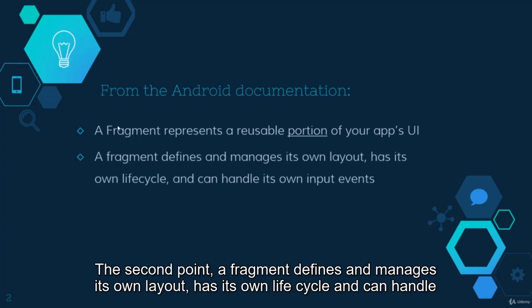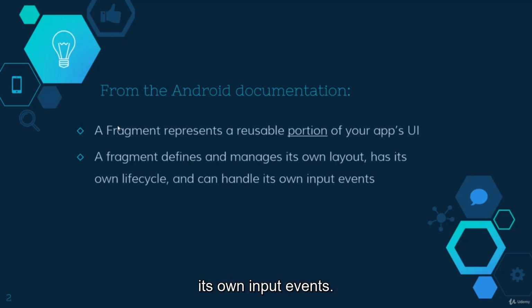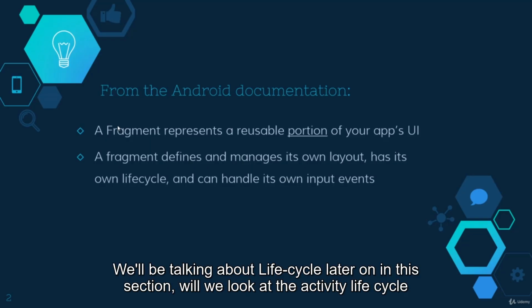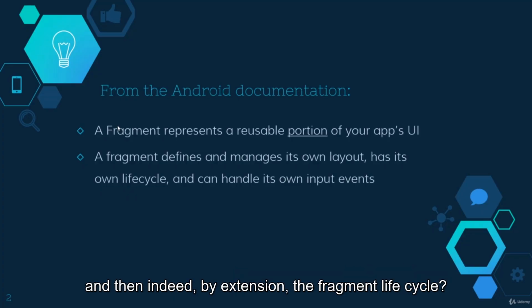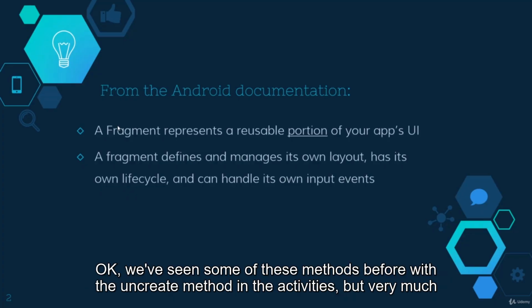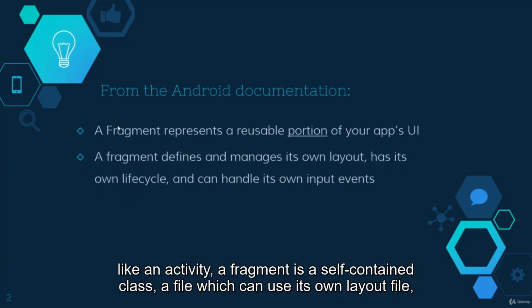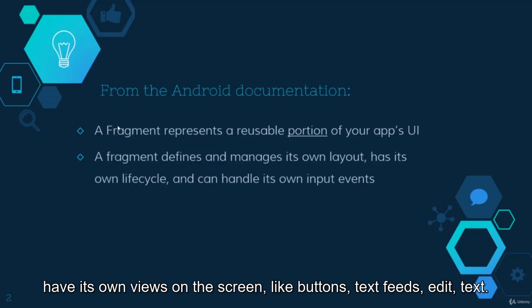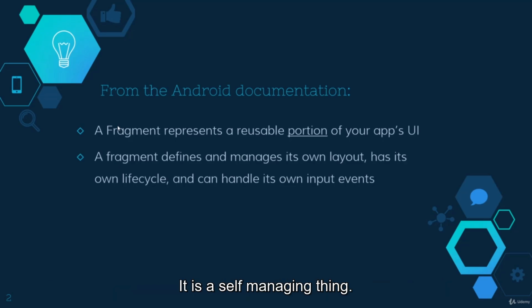The second point, a fragment defines and manages its own layout, has its own lifecycle, and can handle its own input events. We'll be talking about lifecycle later on in this section, where we look at the activity lifecycle, and then indeed by extension the fragment lifecycle. Okay, we've seen some of these methods before with the onCreate method in the activities. But very much like an activity, a fragment is a self-contained class, a file, which can use its own layout file, have its own views on the screen, like buttons, text views, edit texts. It is a self-managing thing.